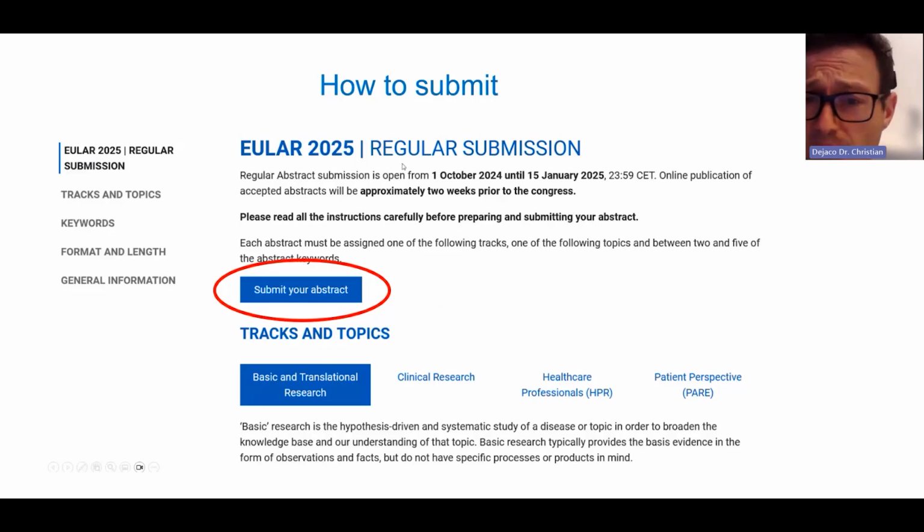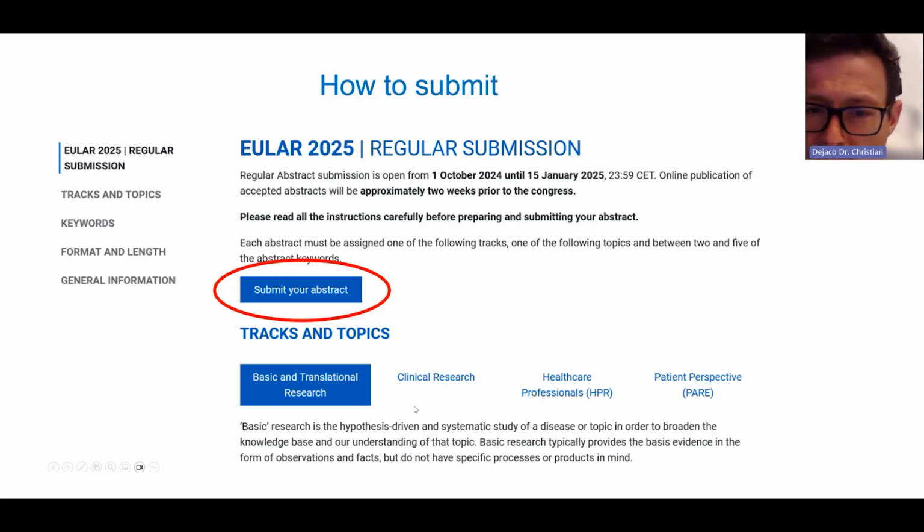So actually, just guiding you a little bit through the submission process. When you go on the submission, either regular submission or the case report submission icon, the system drives you to the next page. Like here, I clicked on the regular submission, then you can select to submit your abstract. And then you see below that there are the different topics and categories explained.